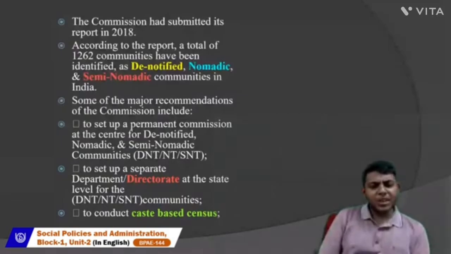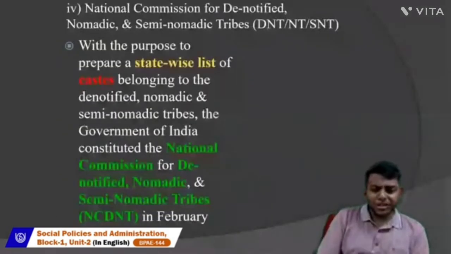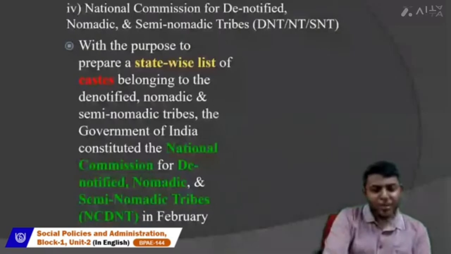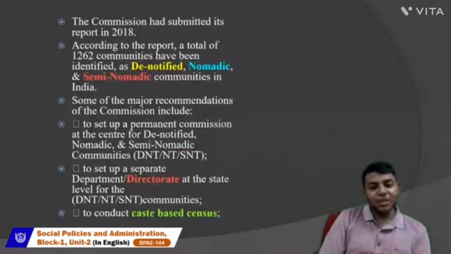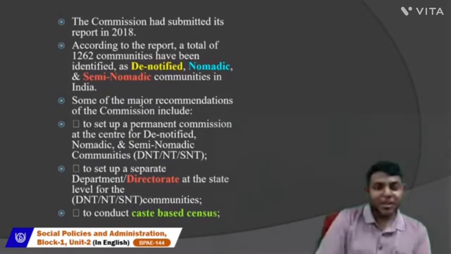So what are some of the major recommendations that this National Commission for Denotified Nomadic and Semi-Nomadic Tribes made? Let us discuss. The first was to set up a permanent commission at the center for denotified nomadic and semi-nomadic communities. The second was to set up a separate department or directorate at the state level for the denotified nomadic and semi-nomadic tribe communities. And the third was to conduct a caste-based census.